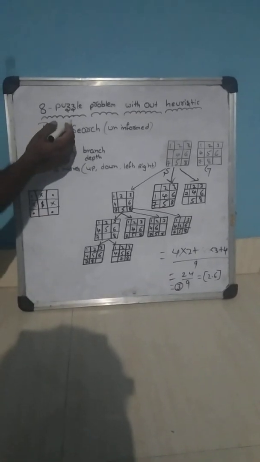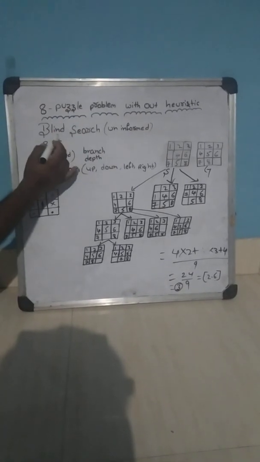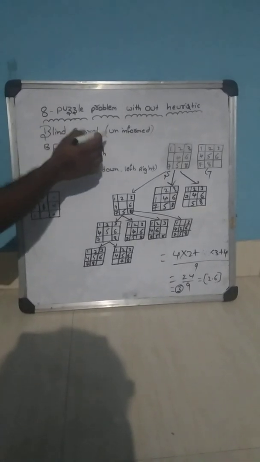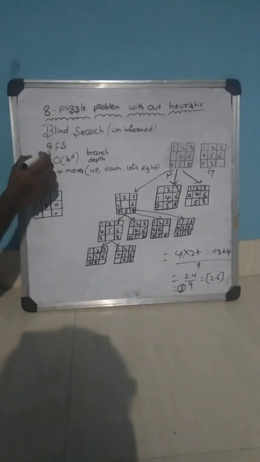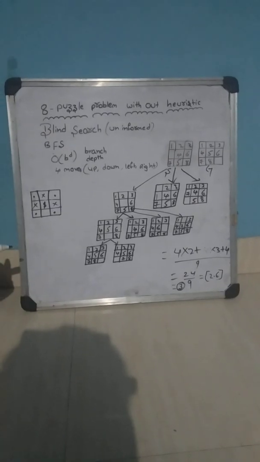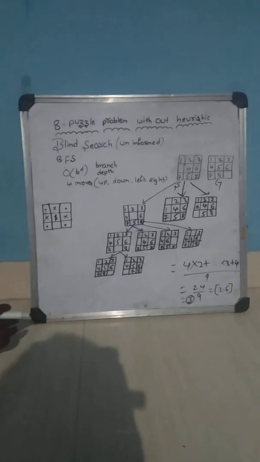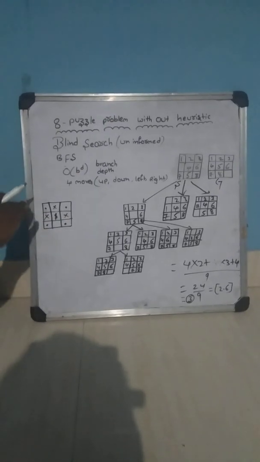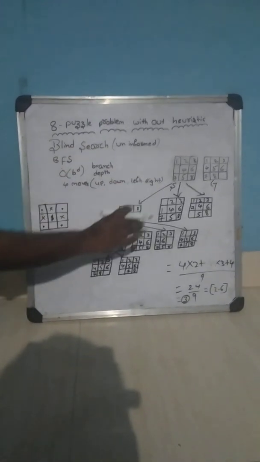So now, this is the 8 puzzle problem without heuristic. First point, this is a blind search, that is uninformed, and it may also follow BFS, that means breadth first search. Uninformed means what? There is no guide, nothing. We have to search all the possibilities, and there is a guarantee of giving a solution for the given problem.